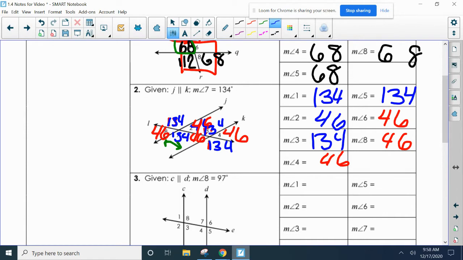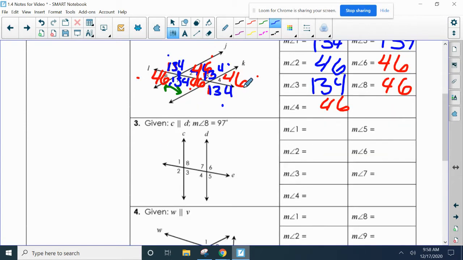And then you can kind of, with these different colors, see our vertical angles are the same. Our alternate exterior angles are the same. Our alternate interior. And you can kind of see where they all just match up with those angle measures.